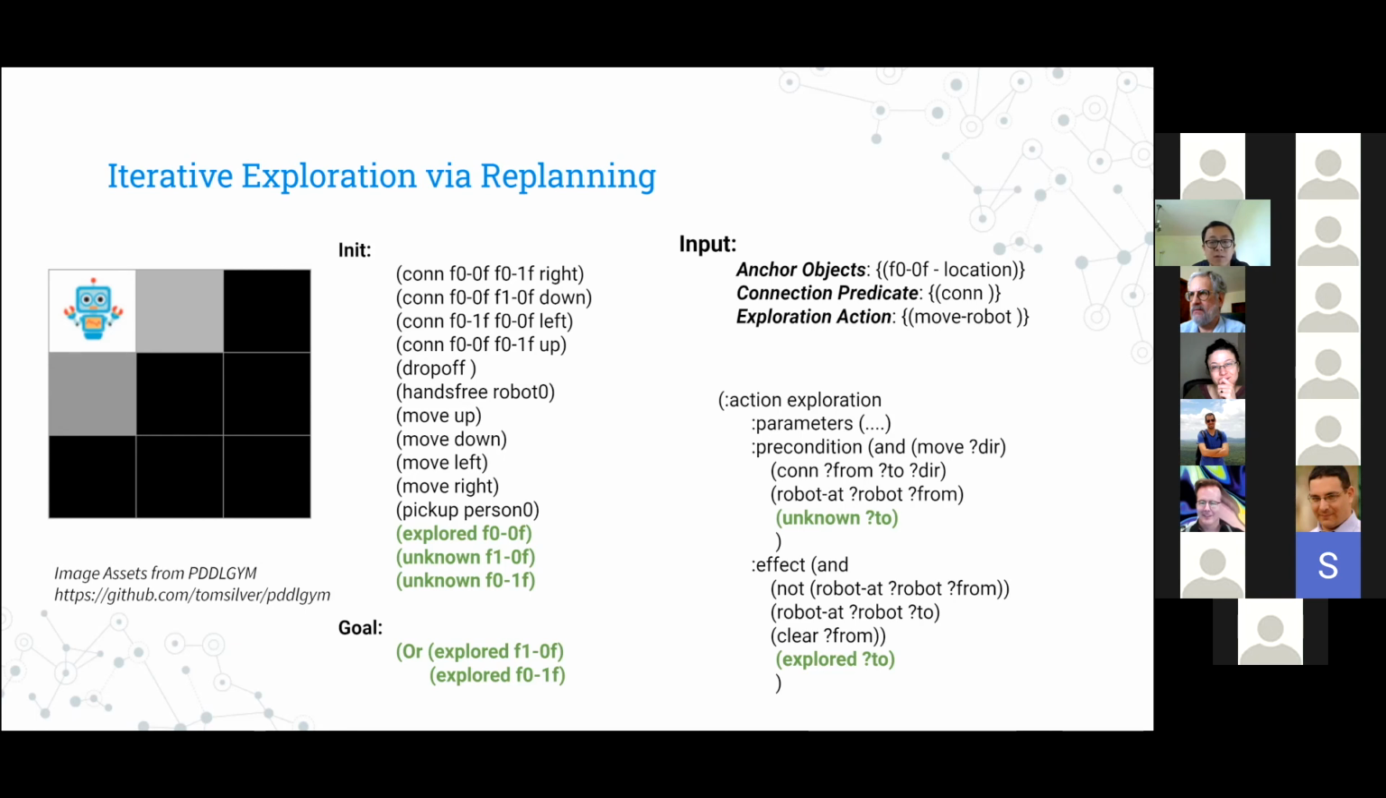Then it will mark these objects as unknown, which gives an indication of where the robot needs to explore next. The algorithm will then create an exploration action from the move robot action, which is defined by the user, by adding an unknown predicate in the action's precondition and exploring that predicate in the effect set. The goal of the original problem will be replaced by exploring one of the unknown anchor objects that are seen by the agent.